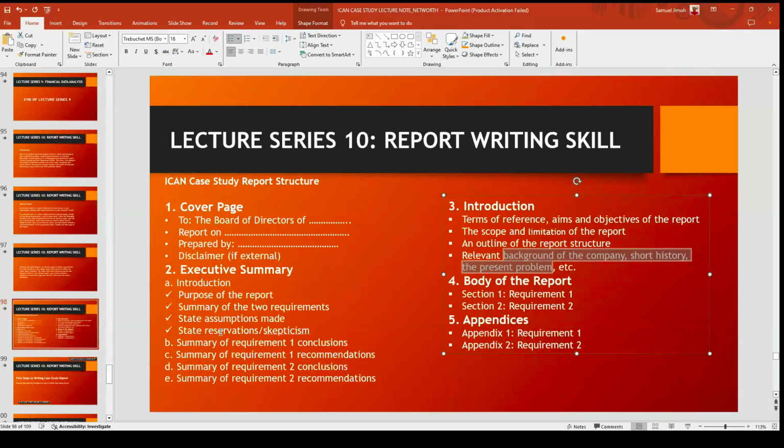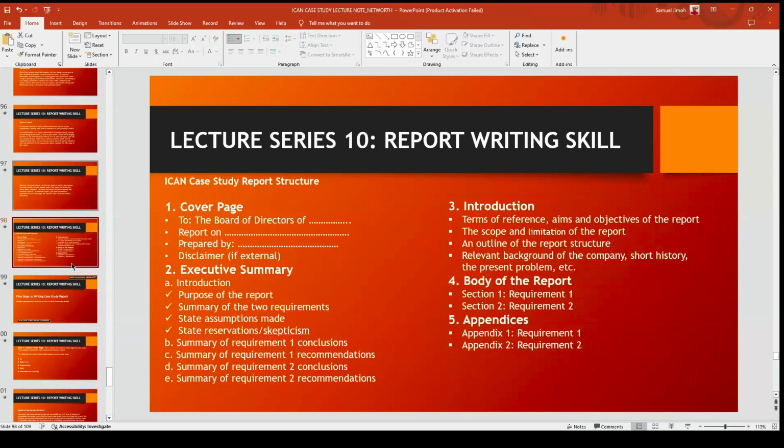And they said that under the introduction, you should include the background of the business, where you put the little information you have about the business. And remember that under the SCB 3, we're given a detailed background of the business. So here we put the background of the business. And the fourth thing is the body of the report. Under the body of the report, we have section 1 and section 2. And the fifth part is the appendices, where we have appendix 1 and appendix 2.